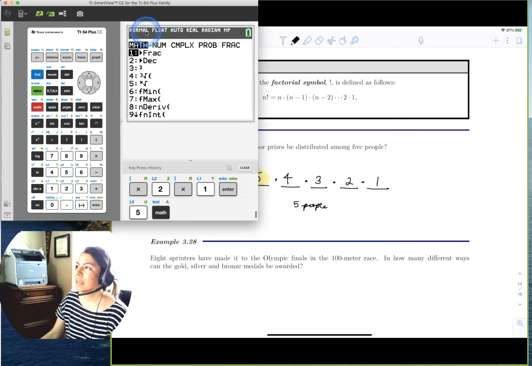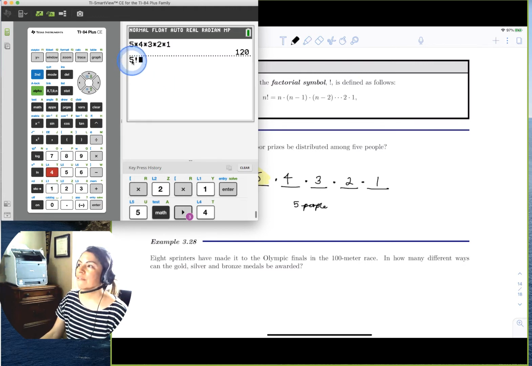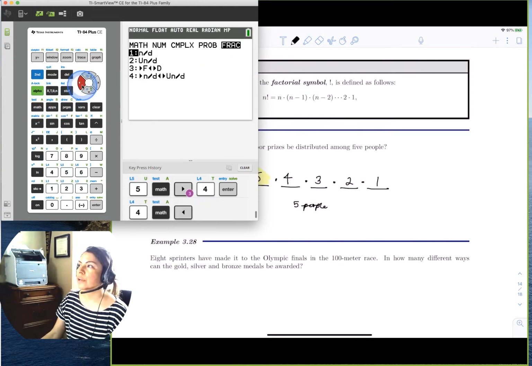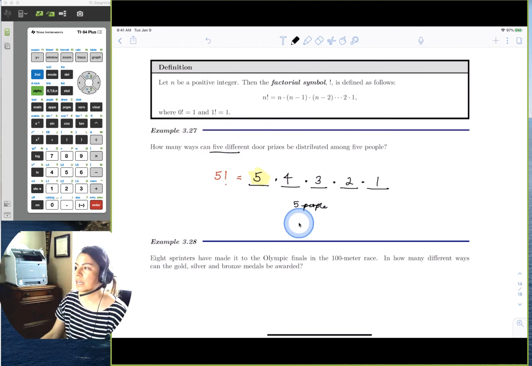So hit math and move the cursor all the way over to probability. Make sure the prob or probability menu is highlighted and you'll see 1 through 8. Notice number 4 is what you would think of as an exclamation point, but it's actually a factorial symbol. So go ahead and hit 4. And now you have 5 factorial. Your calculator knows what this is. It's 120. If we wanted to do the previous example of 4 factorial, we could, and we get 24. So you can see the calculator is getting more and more sophisticated as we move along in the class, and it's about to get even more sophisticated.